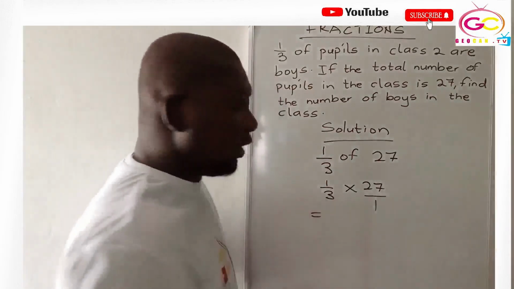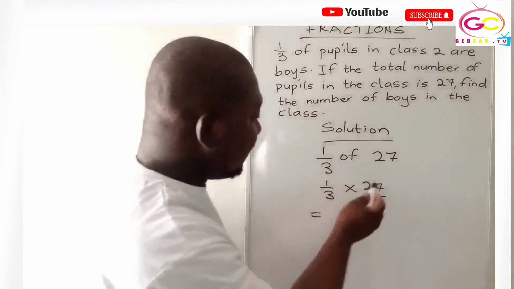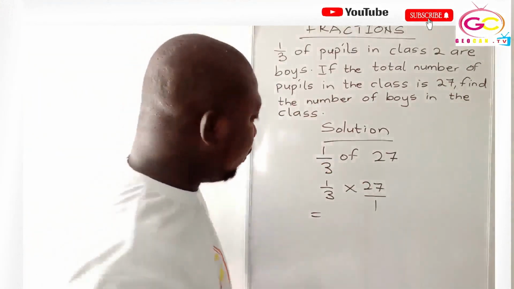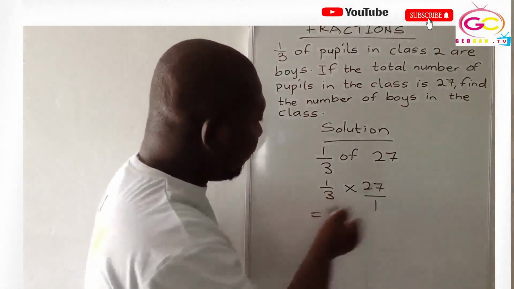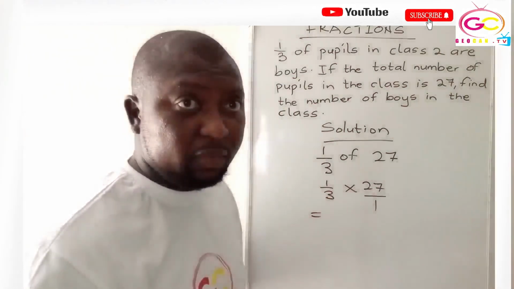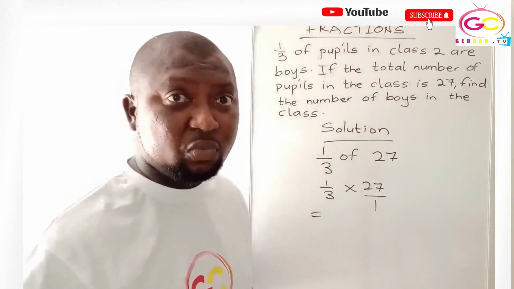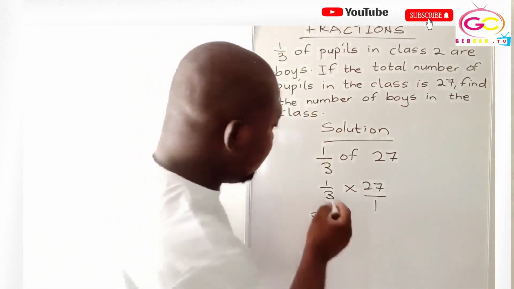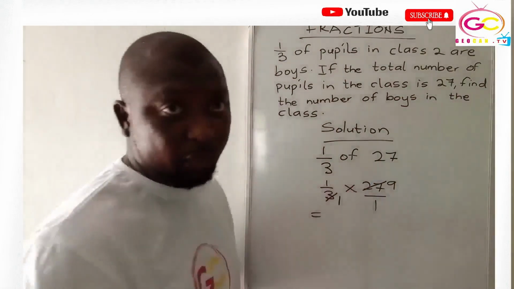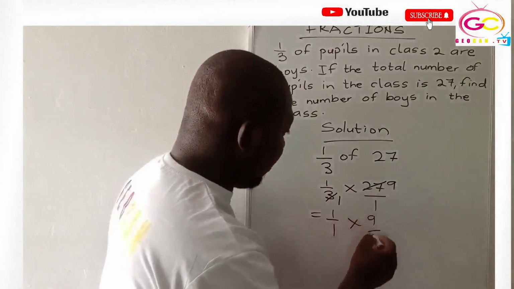Now you check whether you can cancel vertically or diagonally. 1/3 cannot cancel vertically, but when you look diagonally, you can cancel. 3 will go into 27 how many times? 3 times 9 is 27. So 3 will go into 27, 9 times, and 3 will go into itself once. So we have 1/1 times 9 over 1.